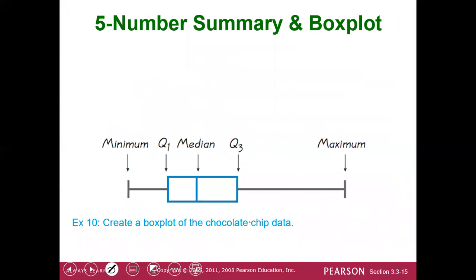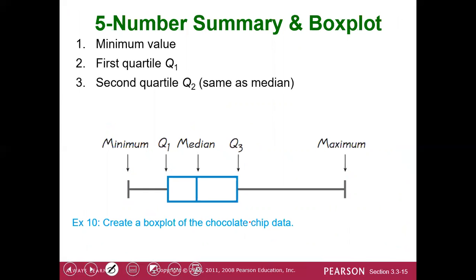Off of the quartiles, we get to what's called the 5-number summary. It's basically just the minimum value, the first quartile, the second quartile, which is the median, the third quartile, and the maximum value. And you can see what we do is a box plot or a box and whisker plot that marks each one of these, and notice in between quartile 1 and quartile 3, we put a little box around that data.